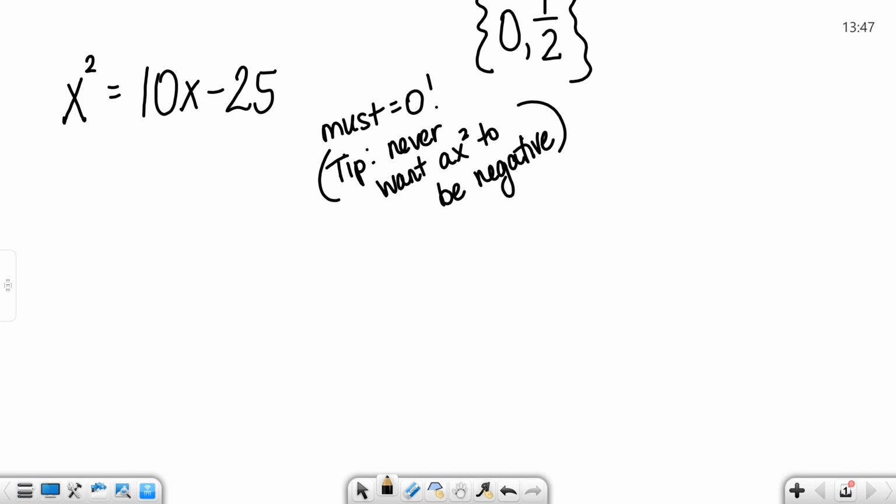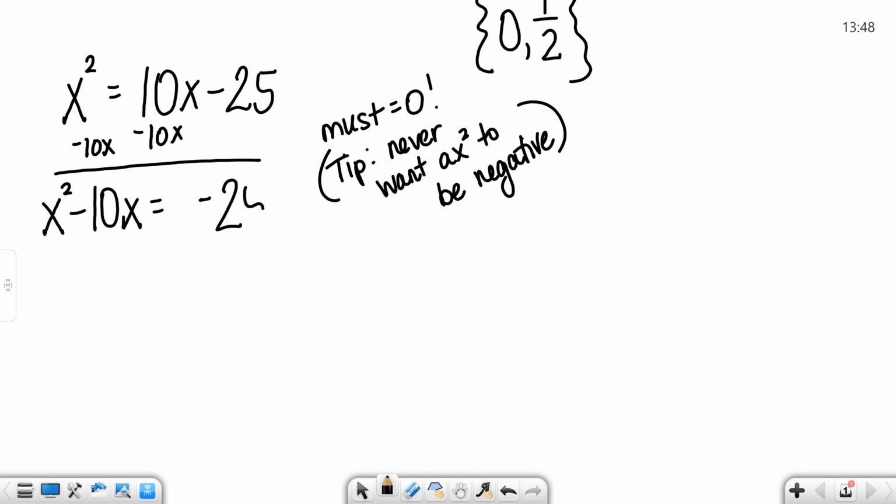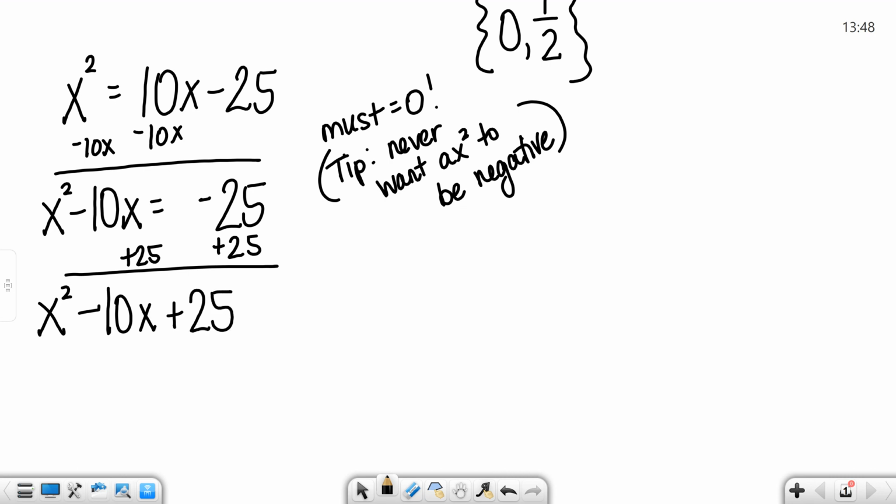So I don't want to move that because it would make it negative if I move it. So I'm going to subtract 10x from both sides. Now I'm going to do one step at a time just so that everyone can see exactly what I'm doing. These are not like terms, so I just have to put the 10x beside the x squared, and I'm left with negative 25. And then I would add 25 to both sides. So I have x squared minus 10x plus 25, because it's not like terms with the other two, is equal to 0. All right, so I now have it equal to 0.